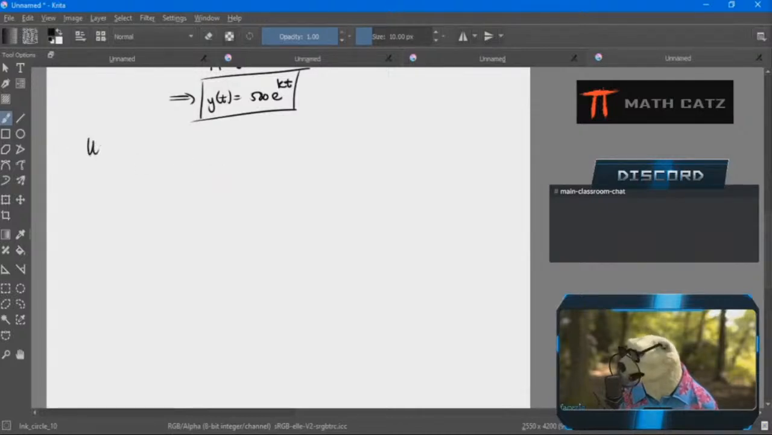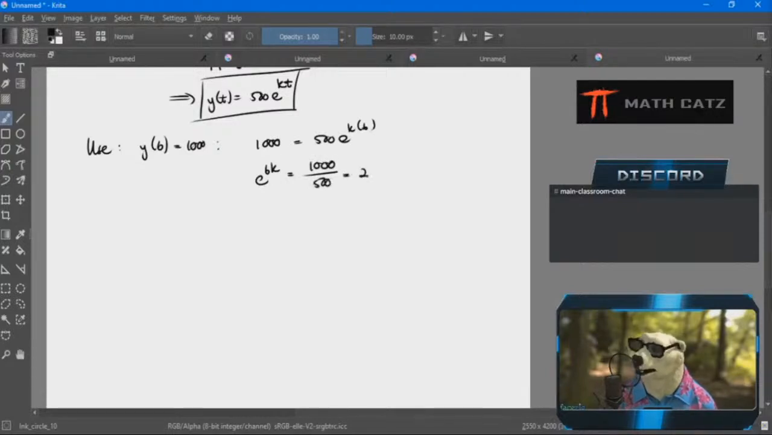So in this case, the information is the fact that after 6 months, I have 1,000 fish. Let's use that. Plug in 1,000 for y. Plug in 6 for t. And e to the 6k equals 1,000 over 500, or in this case 2. So 6k equals natural log of 2, and k equals natural log of 2 over 6. Let's see what that is.